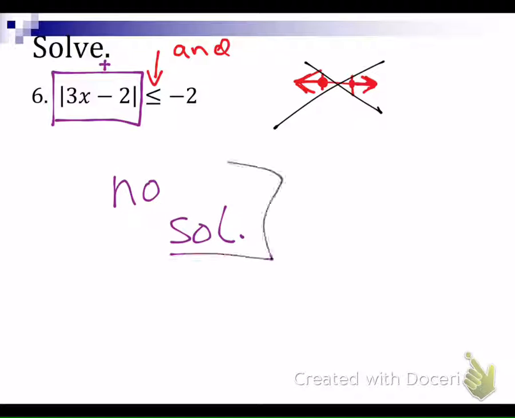On the previous example where we got all real numbers, it was a greater than symbol. So all positive numbers are greater than a negative number. That's always true. That's why it was all real numbers. Here, it will never be true. That's why it's no solution.